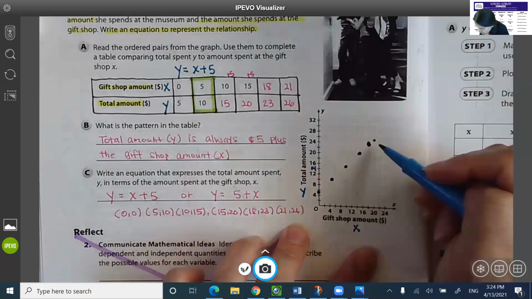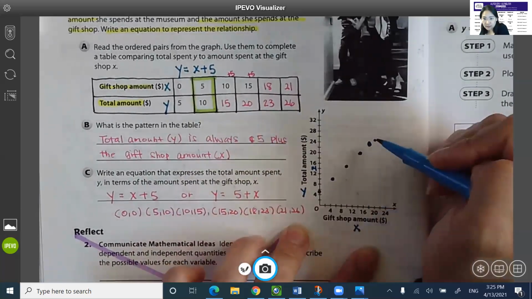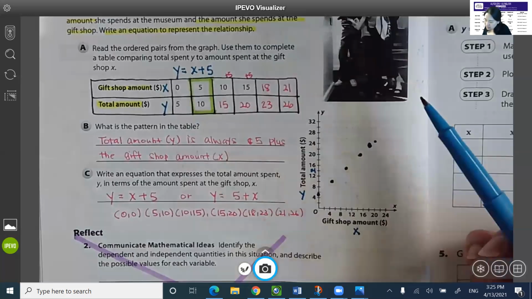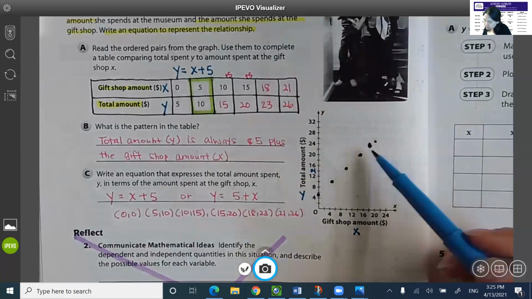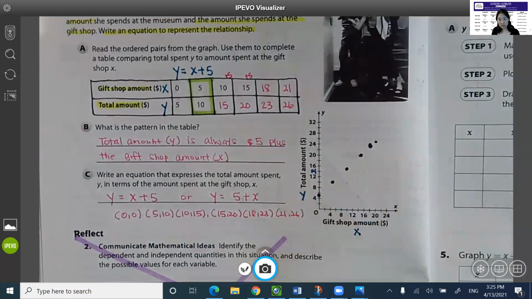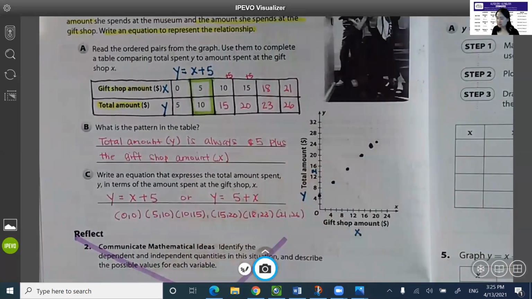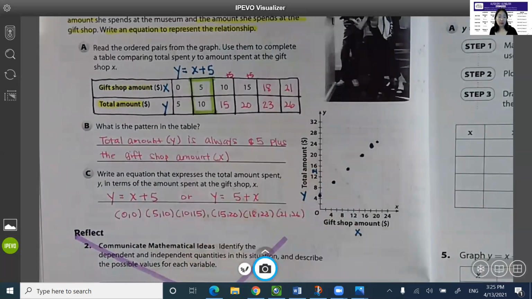This one looks like 20, 25. 20 plus 5 is 25, okay? Okay, so my graph looks pretty good, except for that one, it had to be just a little bit lower. All right, now I want to talk about a pattern here though, okay?